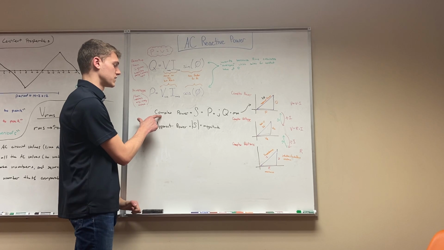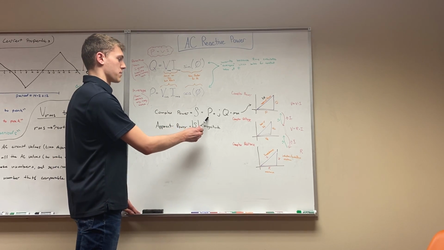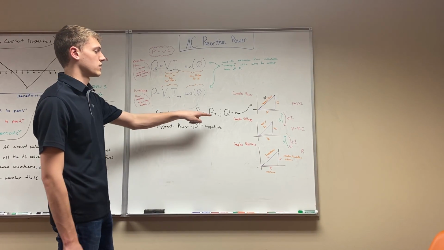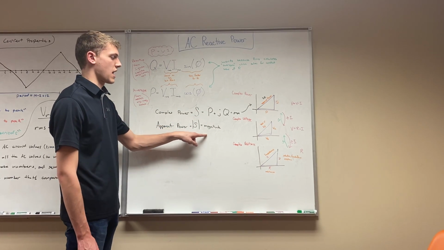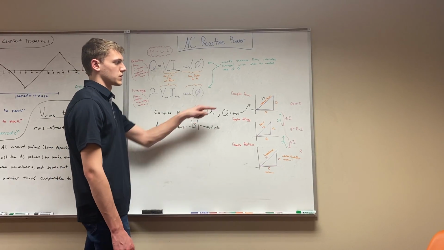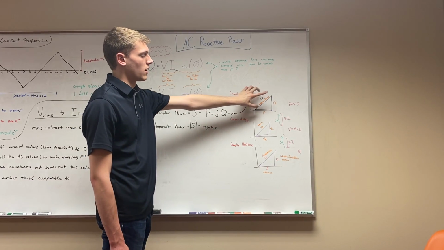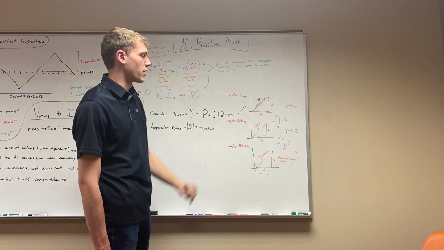And then that leads us to complex and apparent power. So complex power is just a combination of both average and reactive power. Reactive power is our imaginary with our j's, and apparent power is just the magnitude of those. So looking at our triangle over here, complex power is a combination of our reactive and our average powers, and then apparent power.